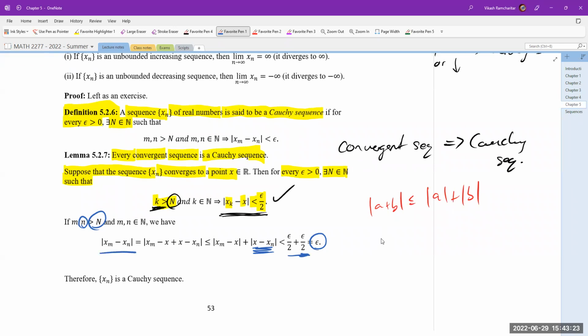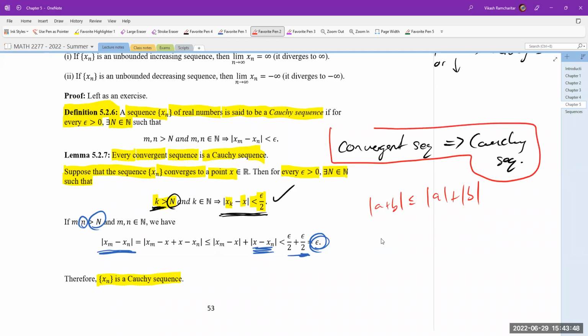So I get the distance between any two terms, xm and xn, provided that they are bigger than capital N, is within epsilon, which is what a Cauchy sequence is. Okay, so therefore xn is Cauchy, right? So please remember this: convergent sequence implies Cauchy sequence. Okay, this always holds.